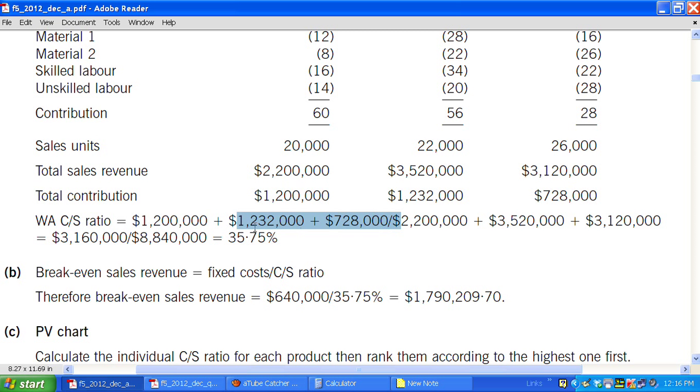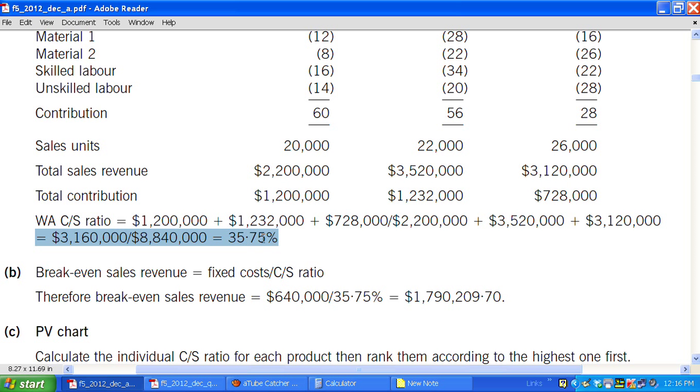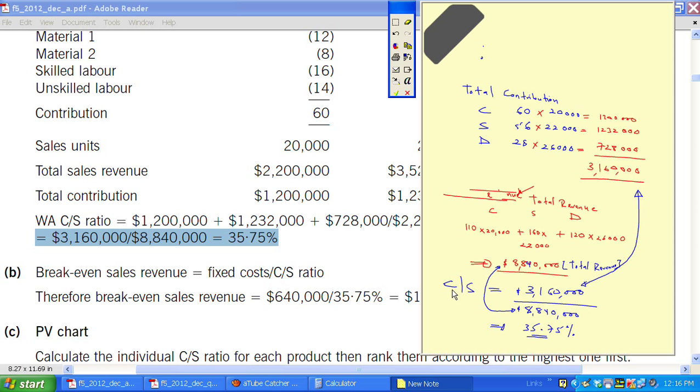Then finally she adds up the total contribution, these figures here. You can see the same figures here. Then she divides by the total sales revenue. So you can see the total sales revenue here. So the figures we got, 3160, 8840, are the same figures you can see here. And eventually the figure comes up to 35.75%. So for quickly doing that, you'll be able to get 6 marks. Remember, this is really something very straightforward.